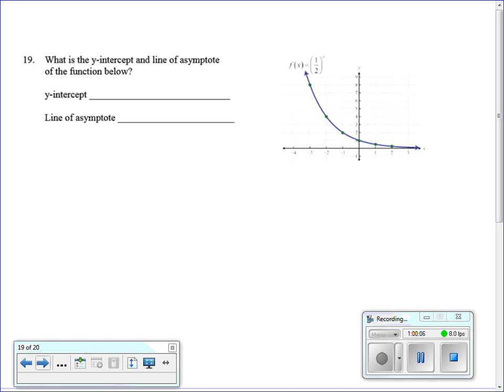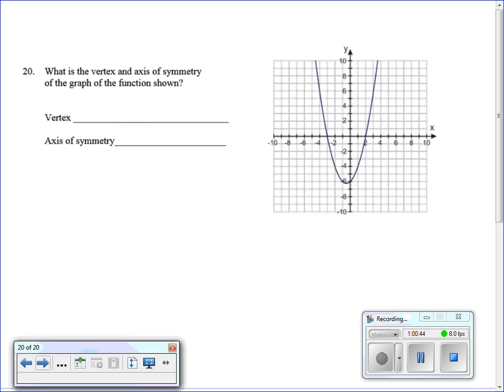Looking at 19, we want to identify the y-intercept. Again, that's where it crosses the y-axis, which would be at 0, 1. And the line of asymptote. Remember that the line of asymptote is the line that is at the bottom of your graph that your graph approaches. Remember that the asymptote is a line that your graph does not drop below. And so our line of asymptote in this case would be the x-axis as our line approaches the x-axis. And that would be a y equals equation, and in this case it would be y equals 0. That will give you the equation for the x-axis.